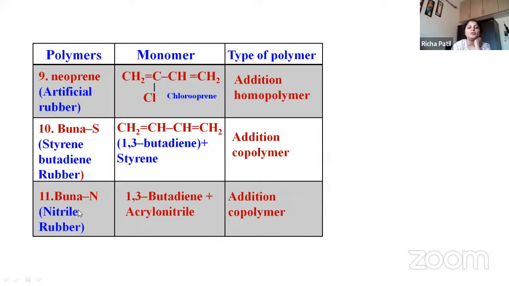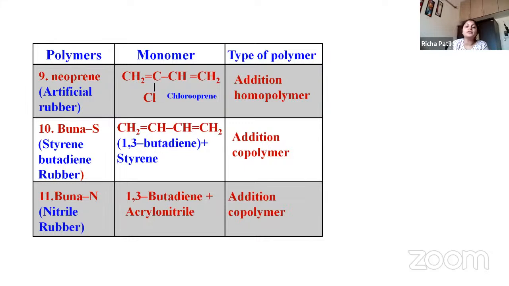Next is Buna N, called nitrile rubber. What are the monomers? 1,3-butadiene and acrylonitrile. So you need to remember all the monomers. Whichever polymers there are, you have to remember the monomers. Next is what?